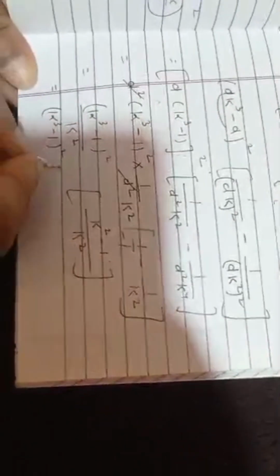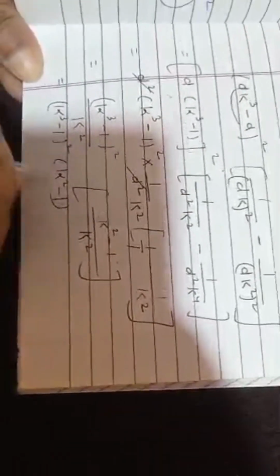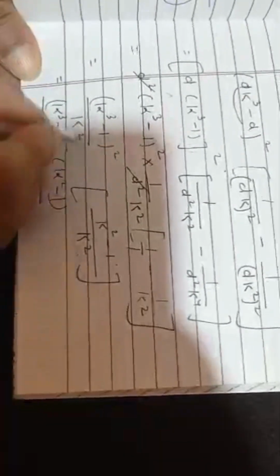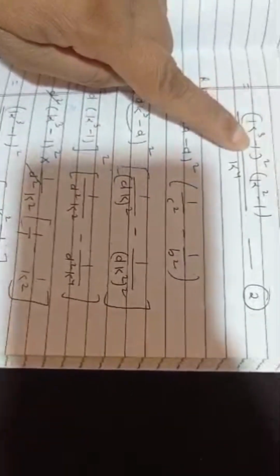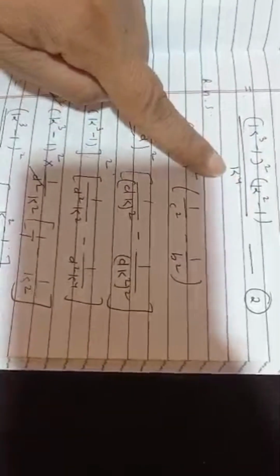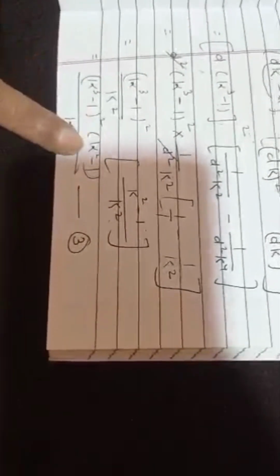Now this (k cube minus 1) whole square, (k square minus 1) upon k square. Bases are the same, add these powers, k to the power 4. This is equation number 3. I have solved the LHS and I have solved the RHS. In both cases, I am getting the same answer, which is (k cube minus 1) whole square into (k square minus 1) upon k to the power 4. And here also (k cube minus 1) whole square into (k square minus 1) upon k to the power 4.